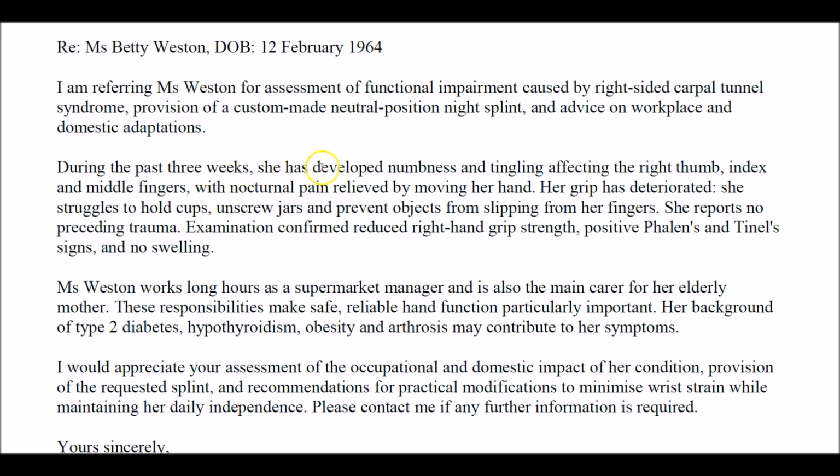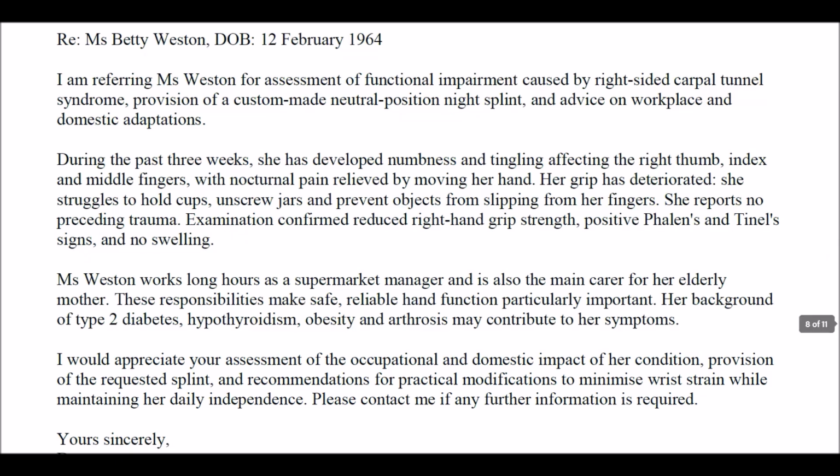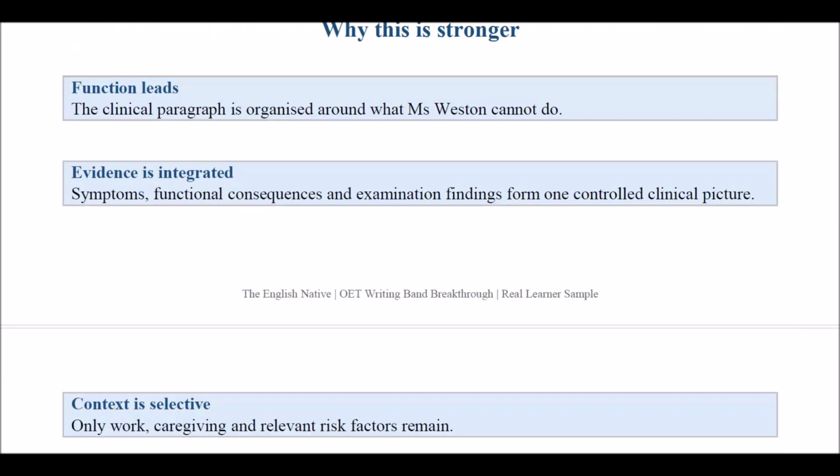During the past 3 weeks, developed numbness and tingling affecting the right thumb. Index, and so on. Her grip deteriorated. So, why is that important? Main carer, safe hand function, particularly important. So, can you see the precision? Can you see the difference? And I'll scroll up and down so you can have a look. But again, you can pause it and have a scroll yourself.